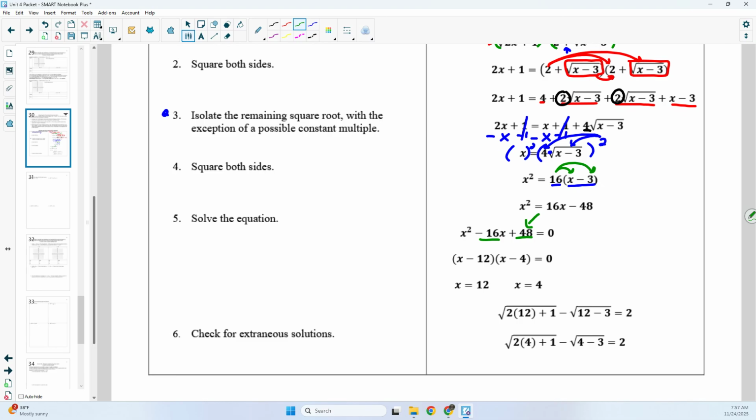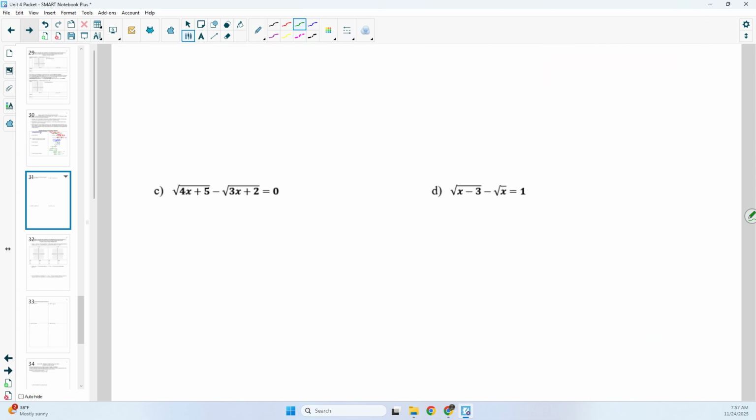If I check both of them, so I'm plugging my answers into the original equation. Square root of 25 minus the square root of 9 does equal 2. So this is plugging into 12. And here the square root of 9 minus the square root of 1. So 3 minus 1 is also 2. So both of our answers are good. So we're going to look at solving some of these on the next page.